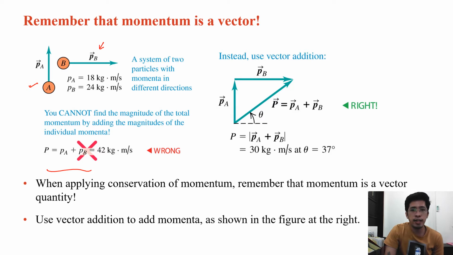So you need to add the components of these vectors in order to find the total momentum of your system. Instead, we use vector addition. In this case, we're still going to use the lessons that you have learned in vector addition. When applying conservation of momentum, remember that momentum is a vector quantity. Use vector addition to add momenta, as shown in the figure to the right.